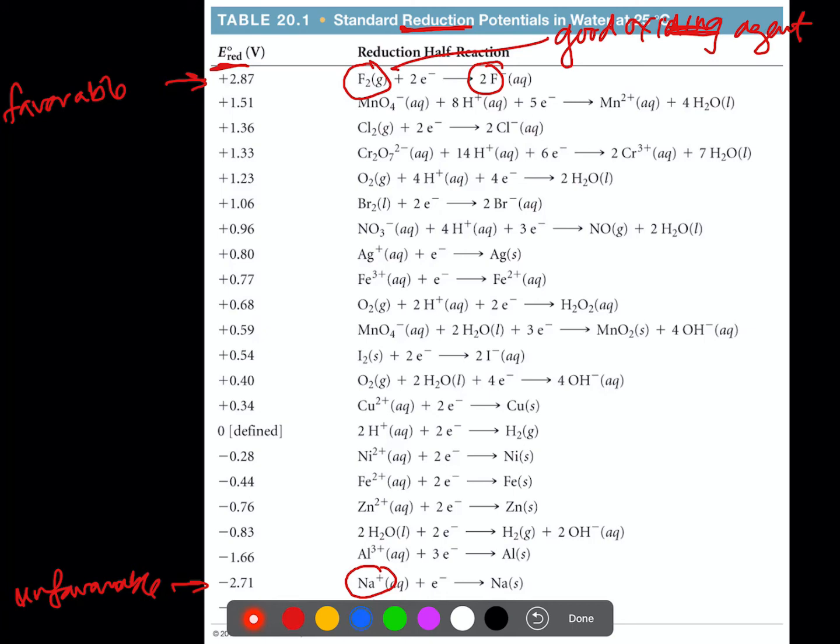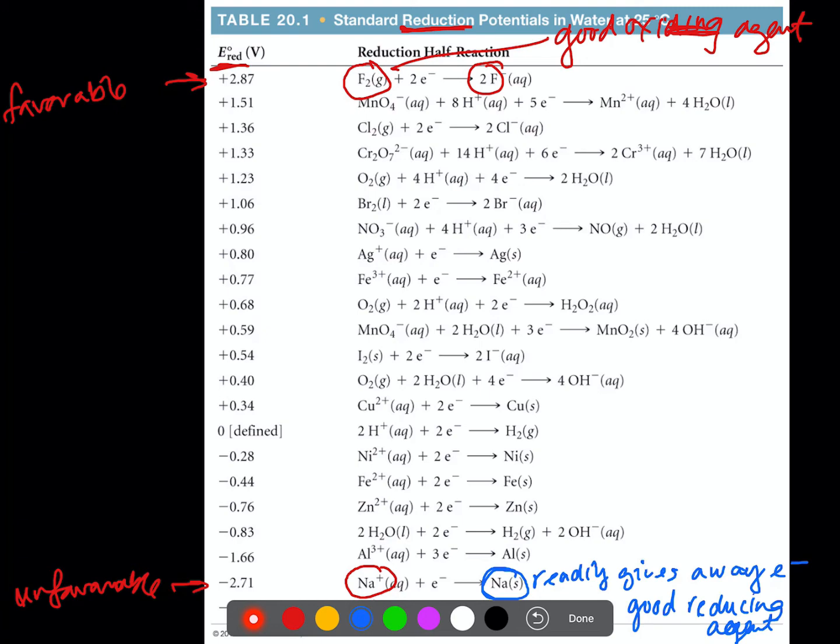Now, if we're going to look at this in the opposite direction, what that does mean is that sodium solid readily gives away electrons. If sodium solid readily gives away electrons, what does that mean? That means that this is a good reducing agent. Does that make sense?